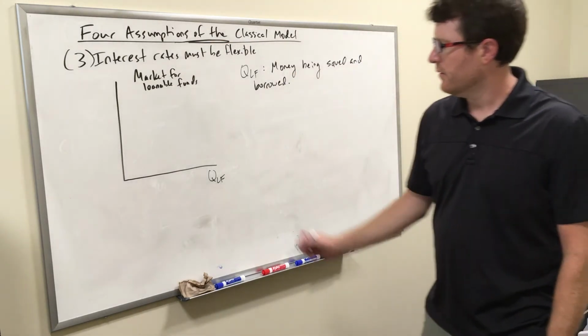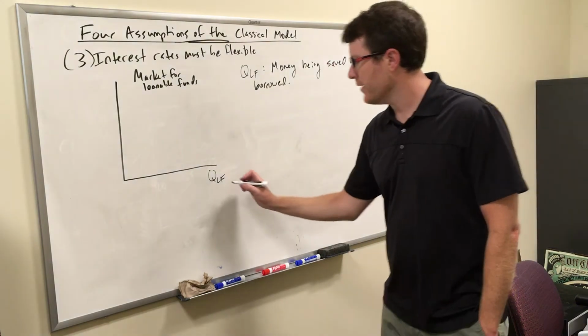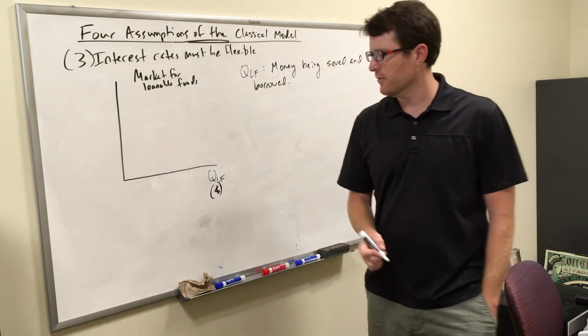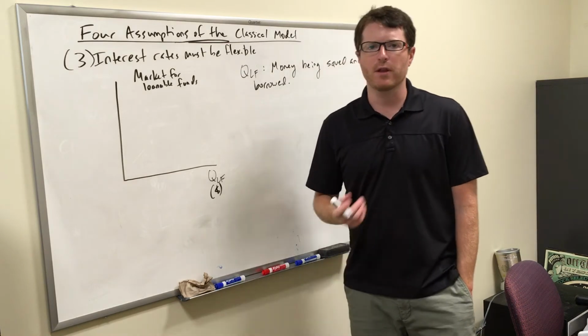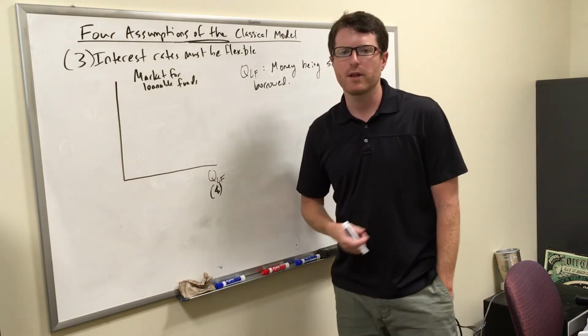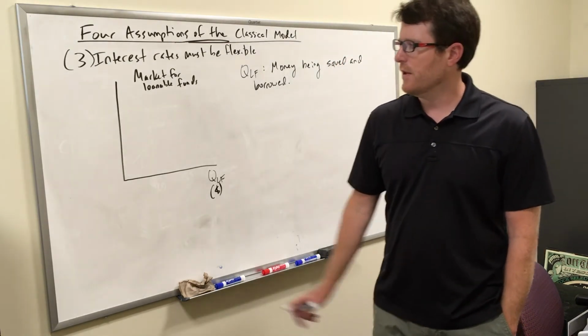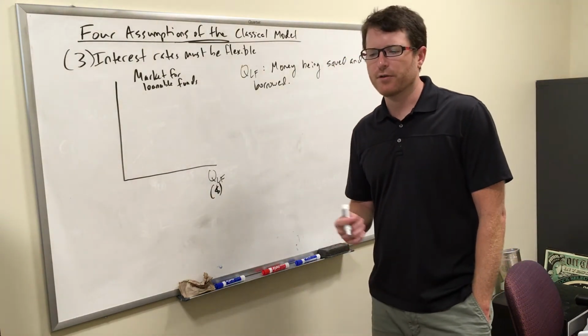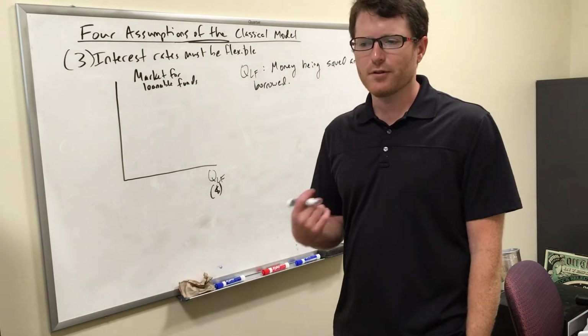All right? So we've got the quantity of loanable funds. This is actually an interesting thing to realize: this is in dollars. Okay? It's in dollars because it's an amount of money. We're thinking about the quantity of money being saved and borrowed. And then what would be the price? When you think about borrowing or saving, what is equivalent to the price here?